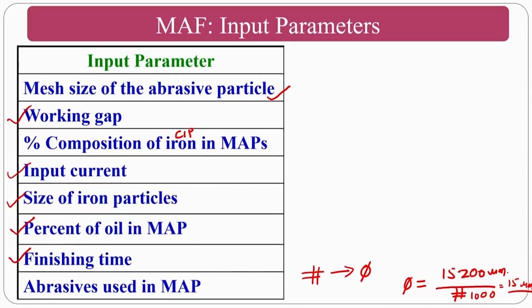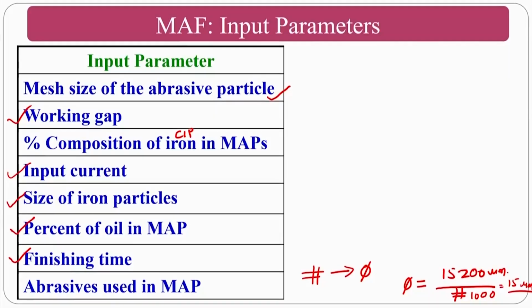If the finishing time is high, then more and more peaks will shear. So, you will achieve the critical surface roughness. Once you achieve the critical surface roughness, then you can remove it.